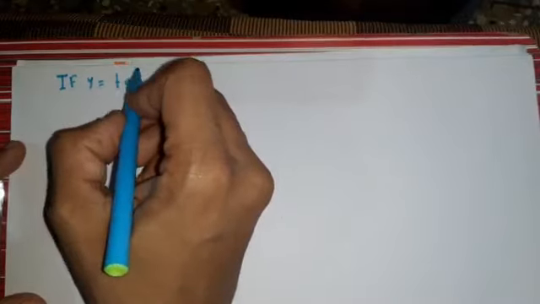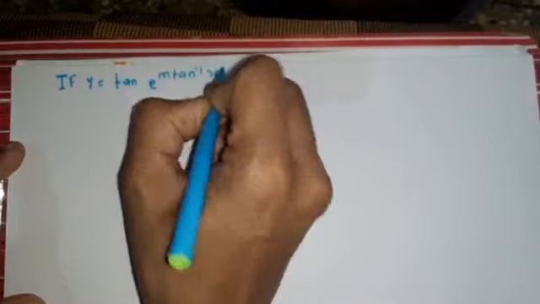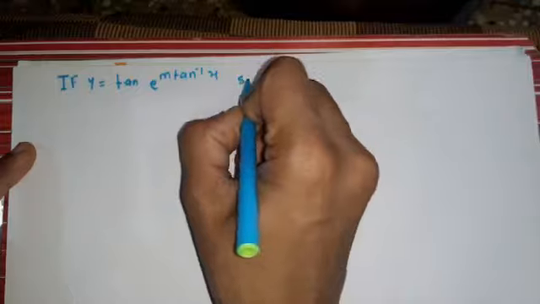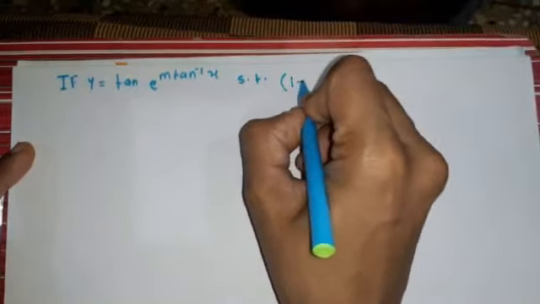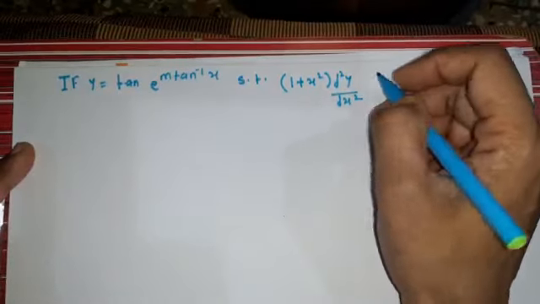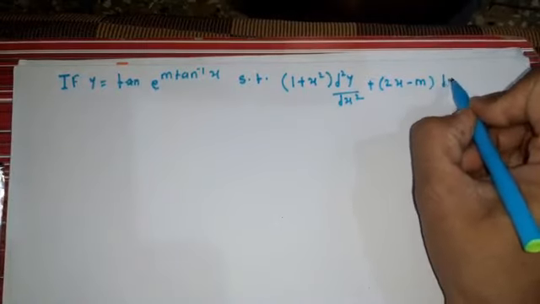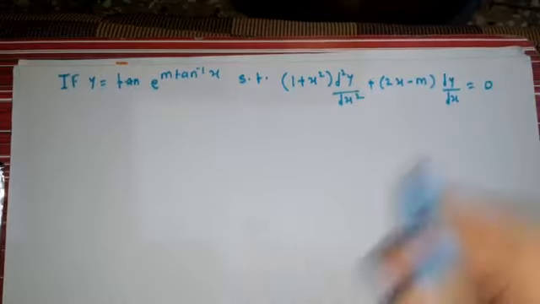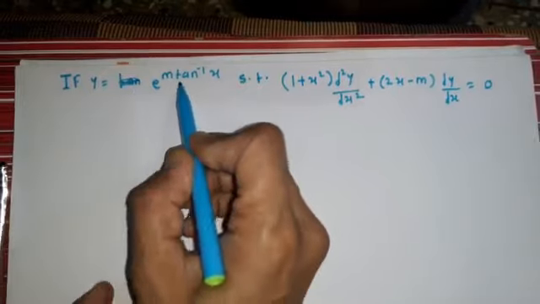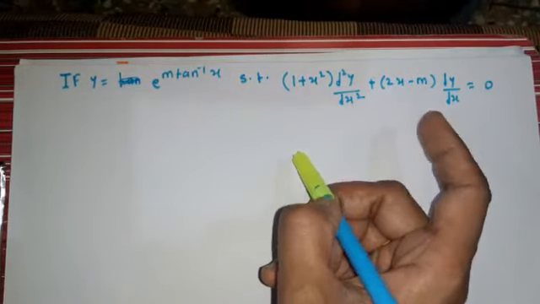The first problem is: if y equals e raised to m tan inverse of x, then show that (1 plus x square) d2y by dx square plus (2x minus m) dy by dx equals 0. The problem is that if y equals e raised to m tan inverse of x, then show that (1 plus x square) d2y by dx square plus (2x minus m) dy by dx equals 0.